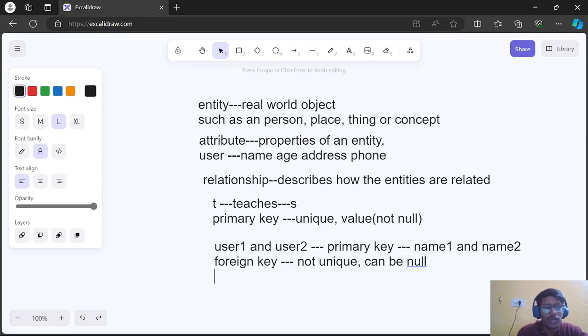So these are some of the basic terms present in an ER diagram. And once again, an ER diagram is nothing but a visual representation of the relationship between entities, like the one we took as an example earlier: a teacher teaches a student. That is how they are related. So this is a brief overview of what an ER diagram is.